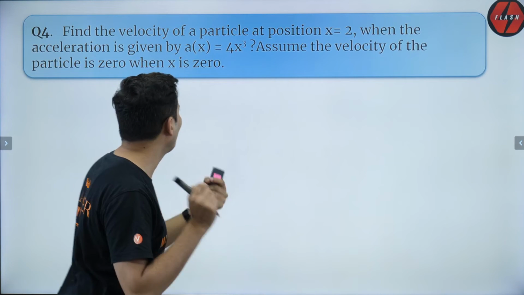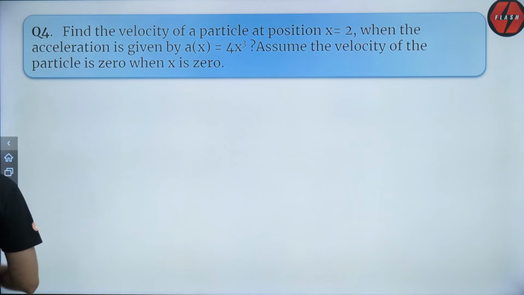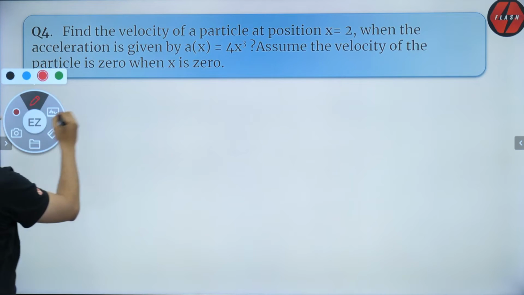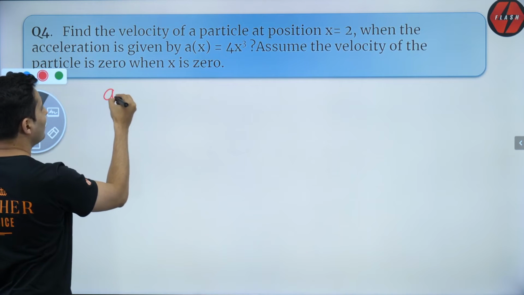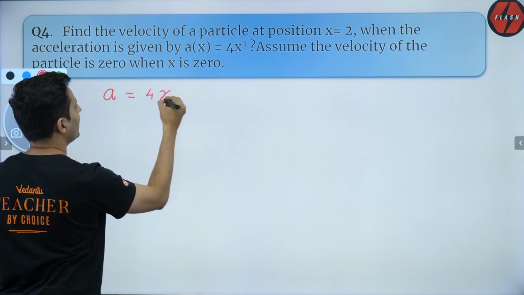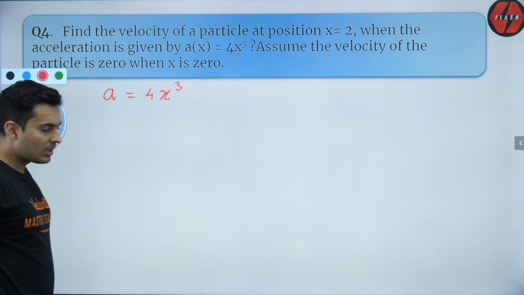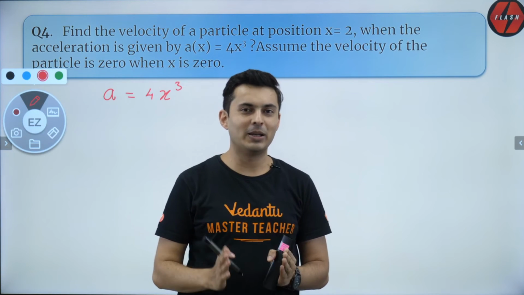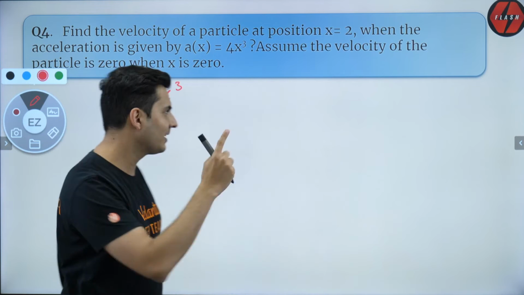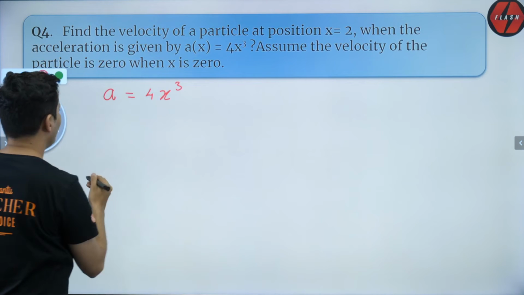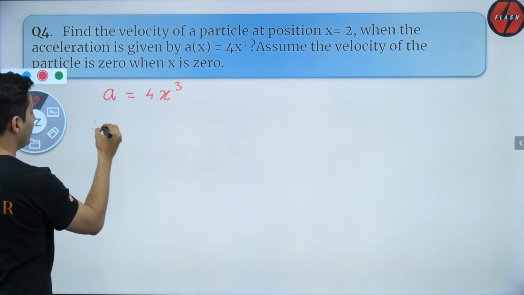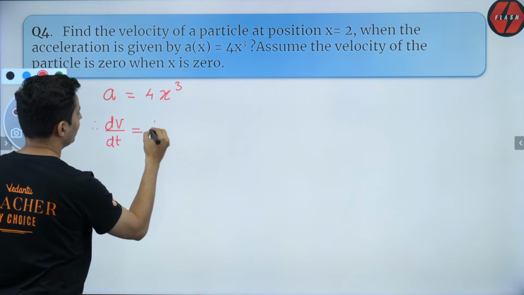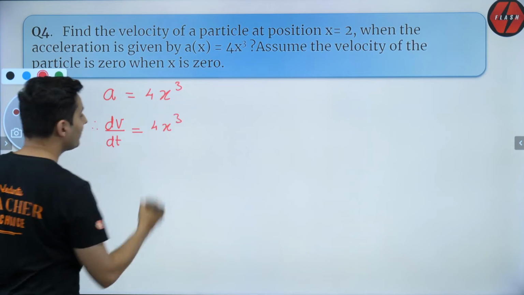So you will be like, what do I do? Well, let's see what we do. It's a very tricky problem. So let's see whether you follow this. Acceleration is 4x cube. Now you'll have to use some mathematical manipulations to get to the final answer, and let's see how. Remember, what is acceleration? Acceleration is the derivative of velocity with respect to time, right?